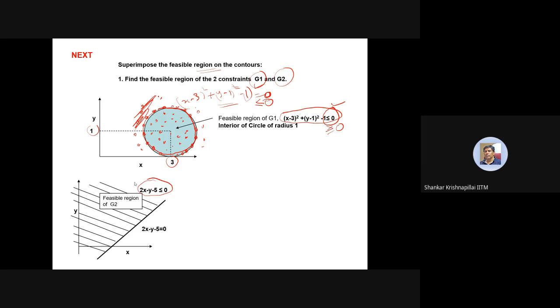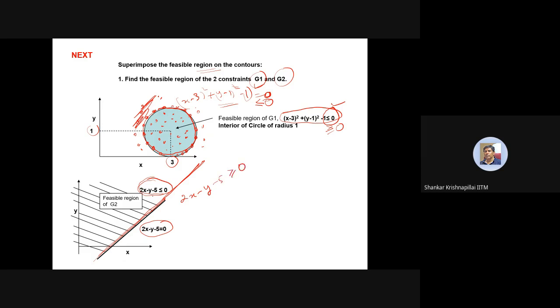So how do you draw this feasible region? First you draw the line, the equality constraint 2x minus y minus 5 is equal to 0. This is the line, it will have infinite length. This line will divide the xy plane into two halves. On one half it will be 2x minus y minus 5 less than 0, and on the other half 2x minus y minus 5 will be greater than 0.